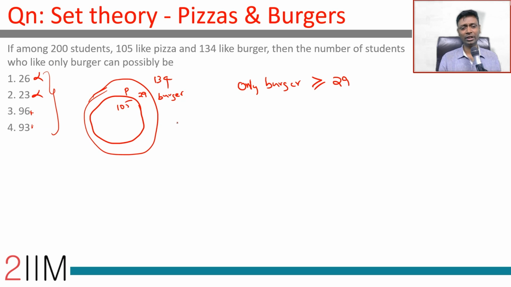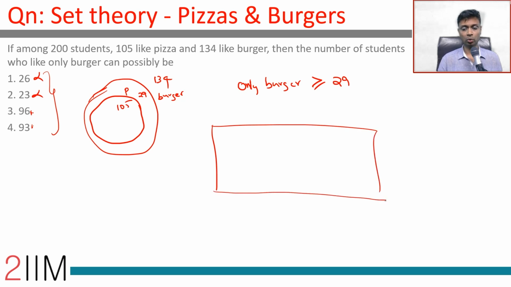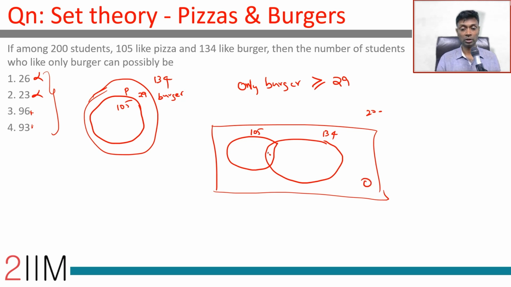Right, so if we're thinking about the upper bound, then we need to have as few people in pizza and burger. So we should drag this out of the 200 totally. The pizza and burger overlap should be as small as possible. This is 105. This is 134. This number should be as small as possible. So outside should be 0. Let's say this is x.